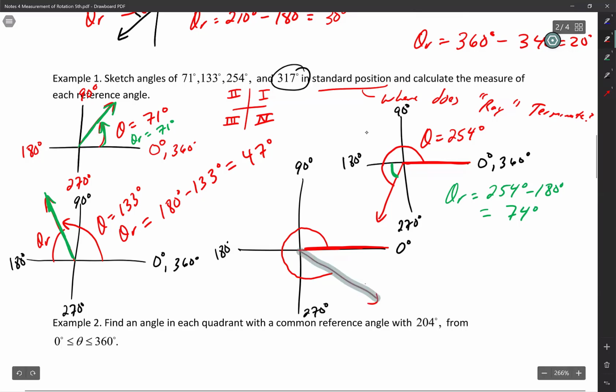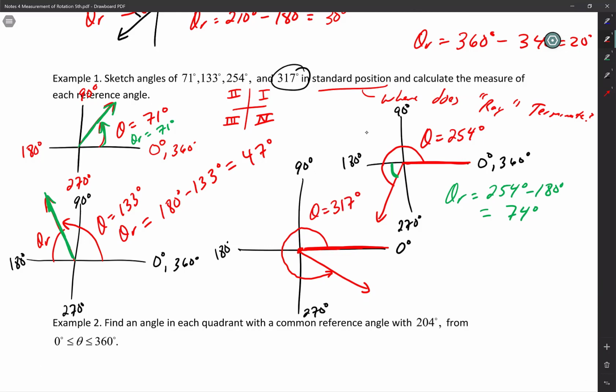And I know I didn't make a straight line there, but origin, something like that. So that angle there was 317 degrees. It doesn't have to be perfect. My reference angle is this one right here in blue.